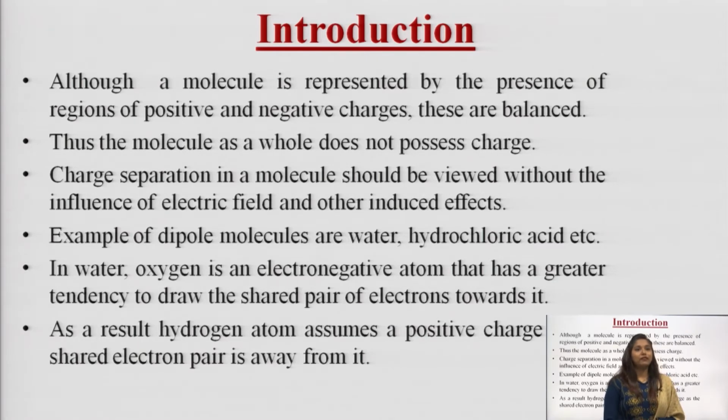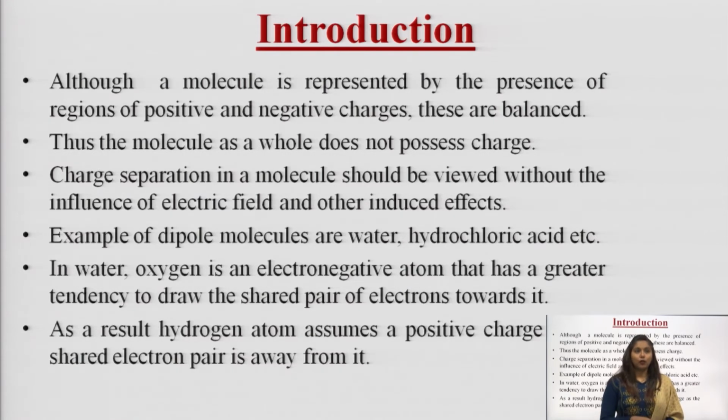Okay. Example of dipole molecule, we can consider water, hydrochloric acid, etc. Okay. In water, oxygen is an electronegative atom that has a greater tendency to draw the shared pair of electrons towards it. तो अगर हम ऑक्सीजन एग्जाम्पल की बात करते हैं, अगर we have taken one example from both of the examples, that is water and hydrochloric acid, and if we talk about the water, तो उसमें होगा क्या? जो वाटर में ऑक्सीजन जो है वो हमारी इलेक्ट्रोनेगेटिव एटम है, और उसकी ज़्यादा टेंडेंसी है कि वो एक शेयर्ड पेयर इलेक्ट्रॉन का अपनी तरफ खींचेगी.